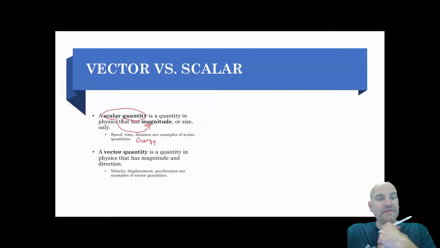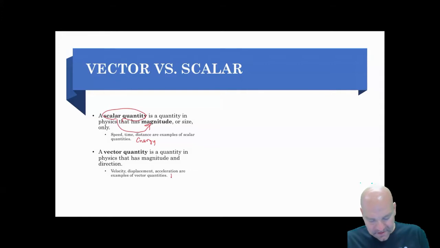Now, on the other hand, vector quantities are quantities in physics that have magnitude and direction. So they have to have the size plus the direction. And there's multiple ways that we can represent directions. For the most part, we look at arrows, especially if it's a picture of it. But we also look at north, south, east, west. And the most common is plus or minus, positive or negative. So velocity, displacement, acceleration are examples. Forces are another example of vector quantities.